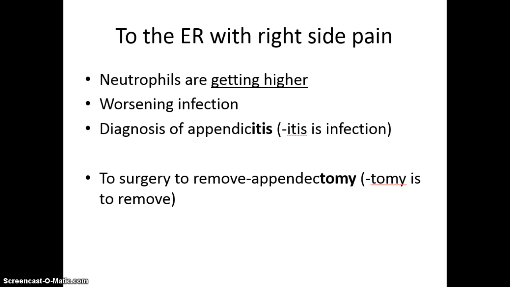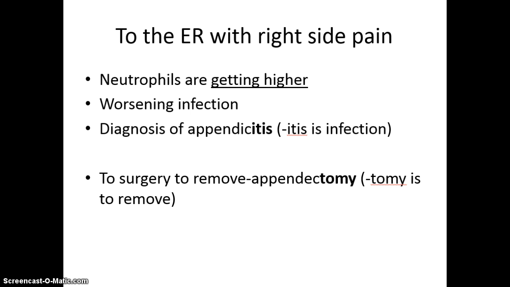A patient comes into the ER with pain. We see the neutrophil is elevating, and we know that an infection within that body is getting worse. Your patient might have what we call a hot appy or an appendicitis. ITIS is your suffix on the end of that word that means infection. We take them into surgery. We remove that appendix, or we do an appendectomy. TOMY on the end of a word, or the suffix on that word, is to remove.